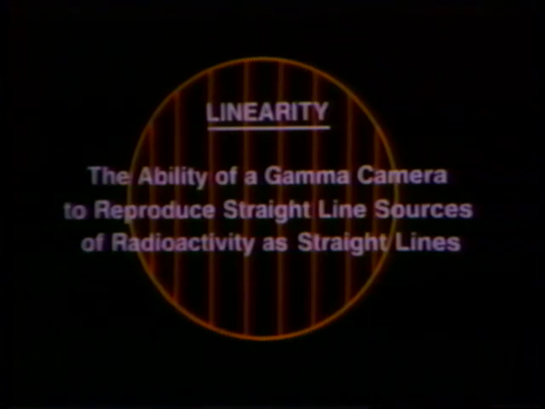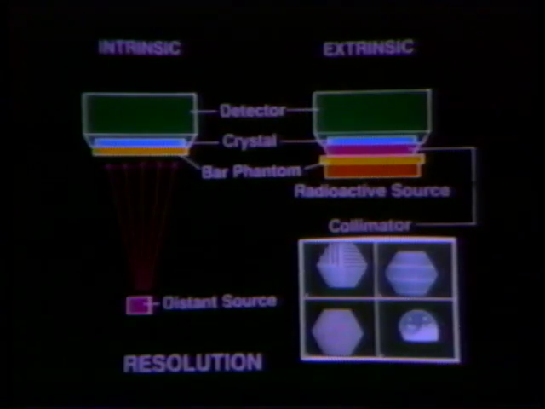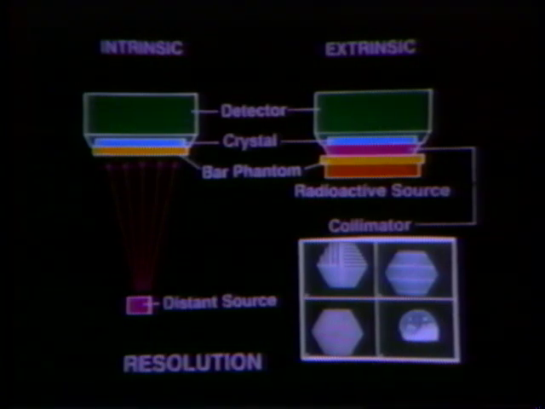Linearity, or spatial distortion, is the ability of a gamma camera to reproduce straight-line sources of radioactivity as straight lines. This is evaluated by placing a bar phantom between the radioactive source and the detector. The straightness of the bars is examined. Using special complex programs, the deviation of the bars from a straight line can be determined. This deviation is expressed in millimeters, and, like uniformity, it is measured for both integral nonlinearities, the maximum deviation, and differential nonlinearities, or point-to-point deviations.